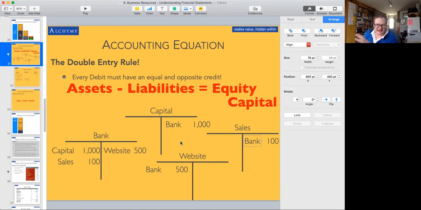Okay. And my business has grown in value by the capital of 1,000, which I put into it. Plus, ultimately, this is a profit, right? I would transfer this to the profit and loss account, and the profit at the end of the year gets added to the capital. So my system continuously balances.